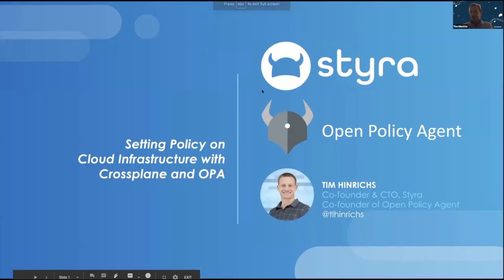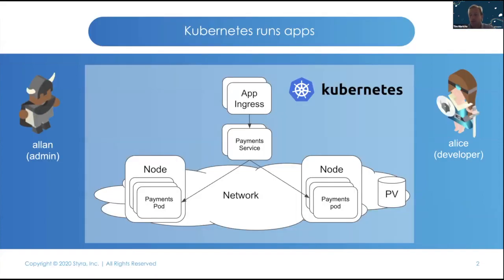So I think Daniel, you did a great job of setting up what we're here and what I'm going to talk about. It really is focusing on setting policies for cloud infrastructure using a combination of Crossplane and OPA. And I always like to start out these talks with a couple of very simple statements to just get the ball rolling.